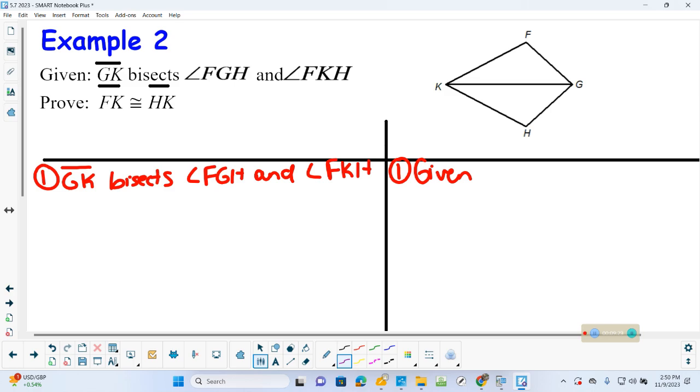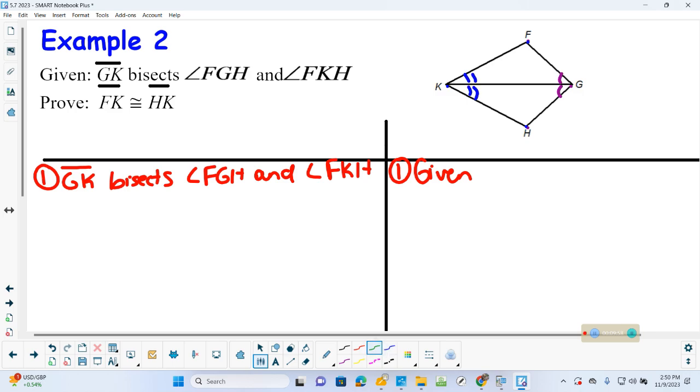Keyword bisect. What is bisect, Dave? Cut in half. Okay, now that GK, which is the middle, bisects 2 different angles. So we're going to be careful how we mark these. The first one it says that bisects is FGH. So it's cutting this big angle in half. So these 2 angles are congruent. I'm going to have to put that in the proof here in a minute, obviously. Also, angle FKH. So this big angle on the left side. So these 2 halves are congruent.